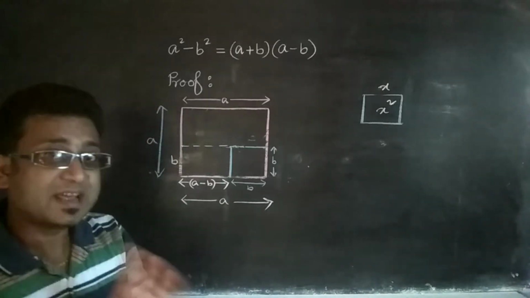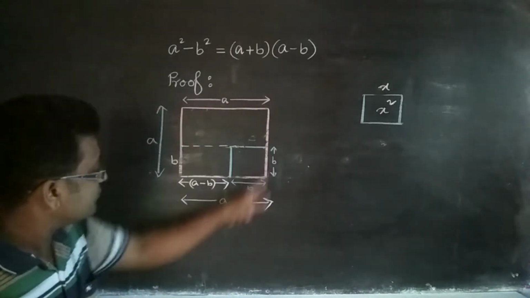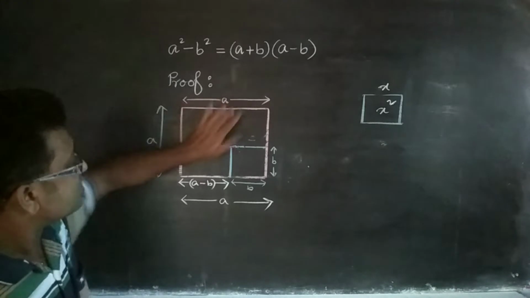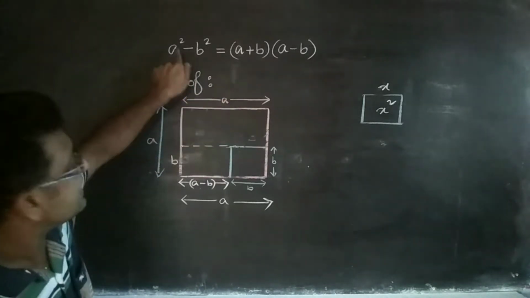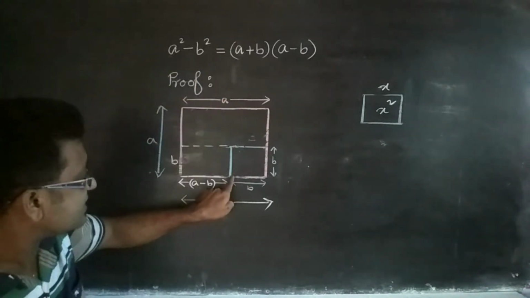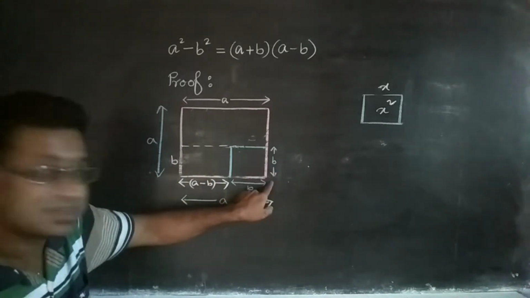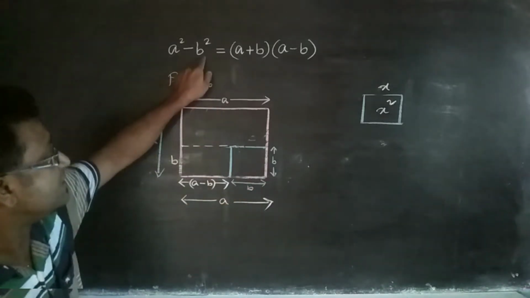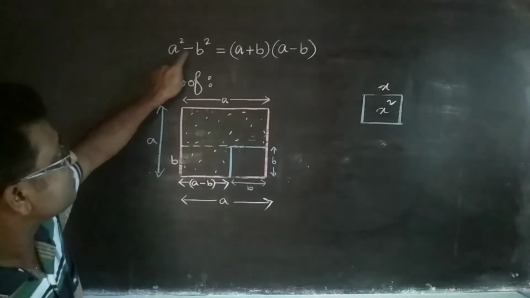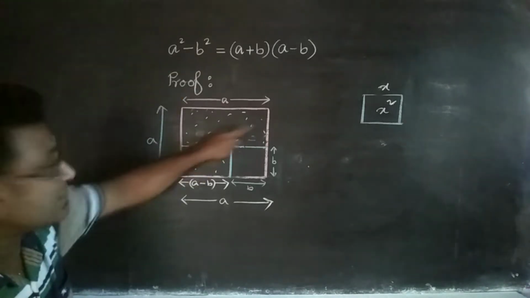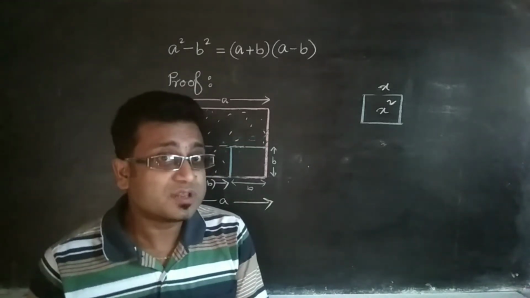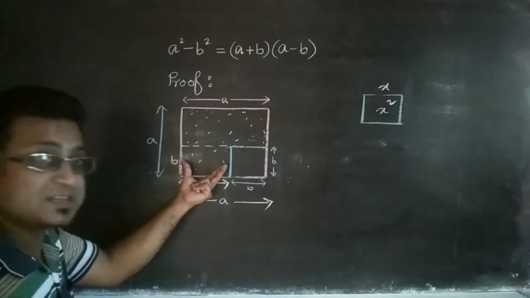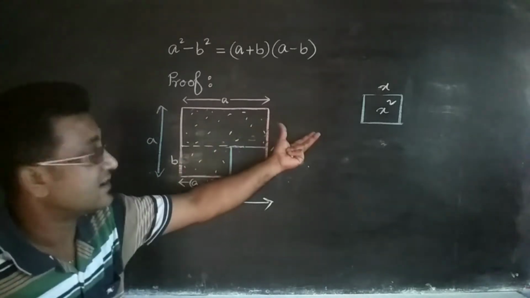Fine. So what I have done, I have drawn one bigger square where each side is a. So the area of the bigger square is a square. I have drawn another square where each side is b. So the area of this one is b square. Since we need a square minus b square, that means the area of this part is to be calculated. And for this, what I will do, I will cut this part and I will just shift it here.